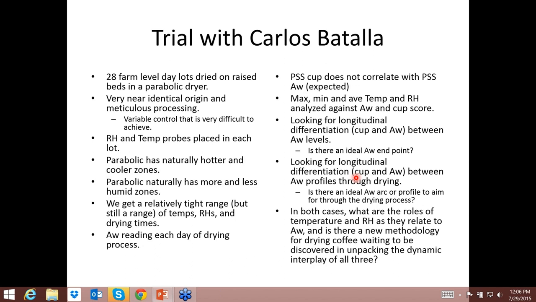So we're looking for longitudinal differentiation, cup and water activity between these water activity levels. Is there an ideal endpoint for water activity when you're drying coffee? Or probably, and I would say much more likely, is there an ideal water activity arc or profile to aim for through the drying process? And then the question that gets really interesting is, what are the roles of temperature, relative humidity, and water activity?